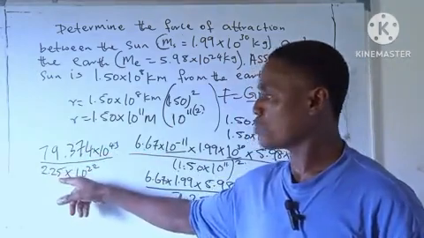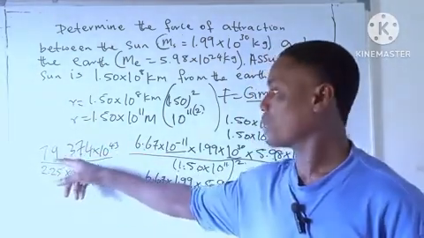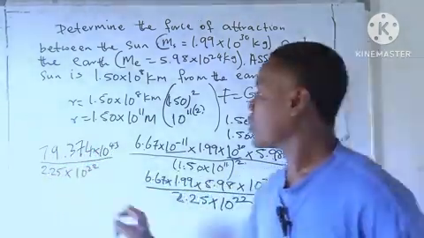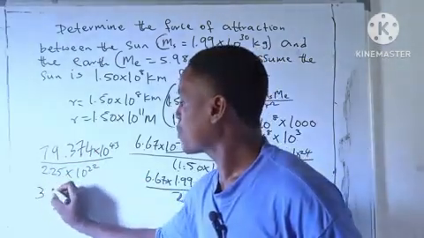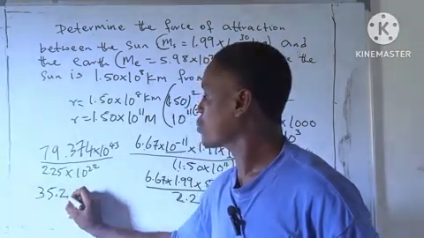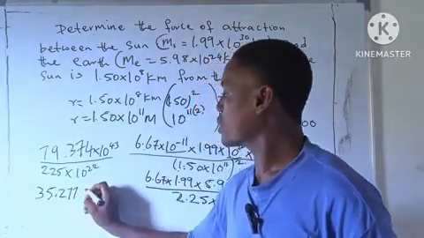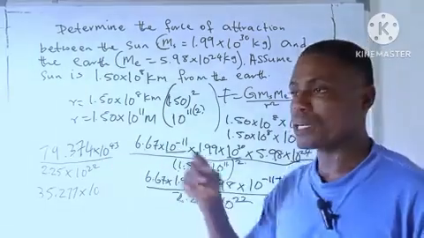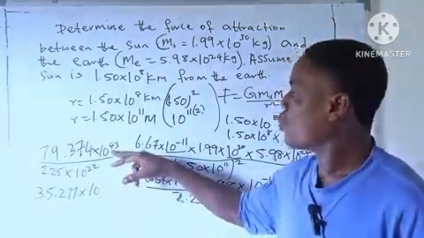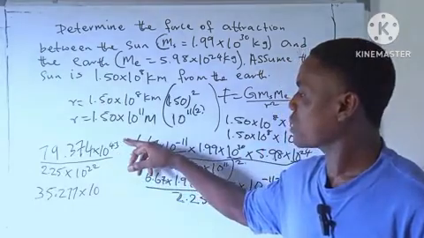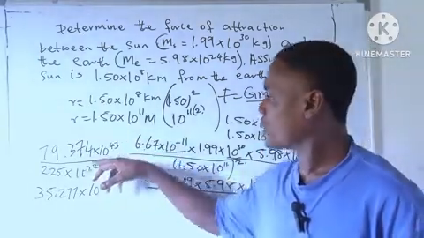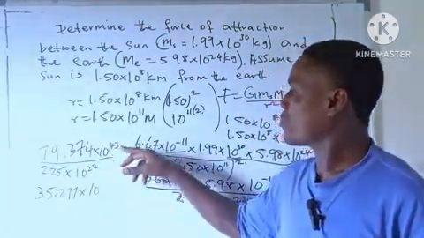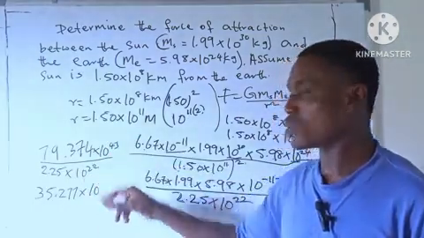79.374 divided by 2.25 will give us 35.277. Okay, then times 10 raised to power. Now this part, you have to be very careful. We have 10 raised to power 43 divided by, this sign is a sign of division, right? So we have 10 raised to power 43 divided by 10 raised to power 22.